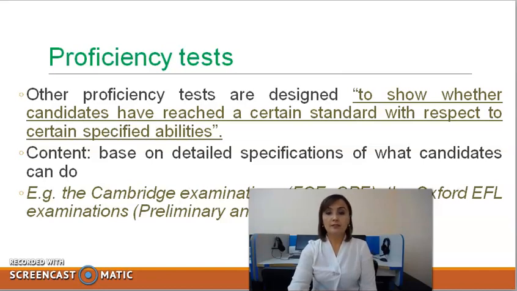Other proficiency tests are designed to show whether candidates have reached a certain standard with respect to certain specified abilities. Content is based on detailed specifications of what candidates can do. For example, the Cambridge examination, the Oxford EFL examination, preliminary and higher.